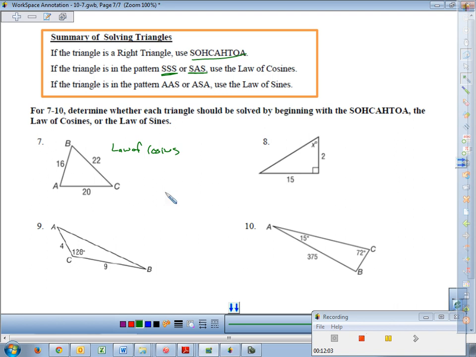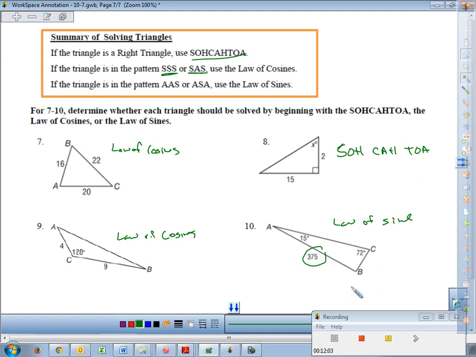8, what would you use? SOHCAHTOA. Could you use the law of cosines on this one? Yeah, and it's a lot more work than SOHCAHTOA. Wouldn't you agree? 9, law of cosines, because there's more than one side provided. And 10, law of sines, because there's only one side length.